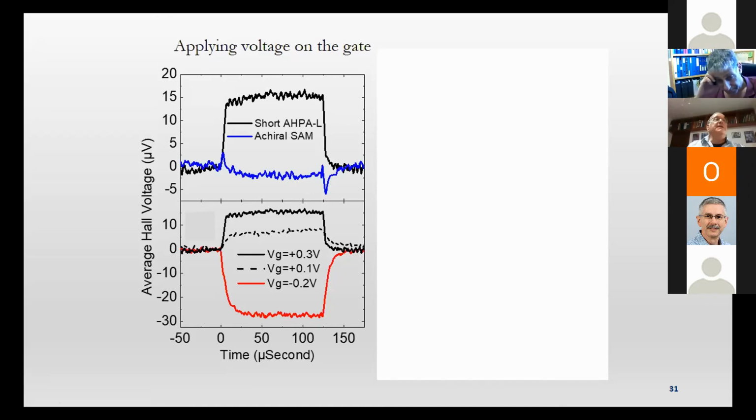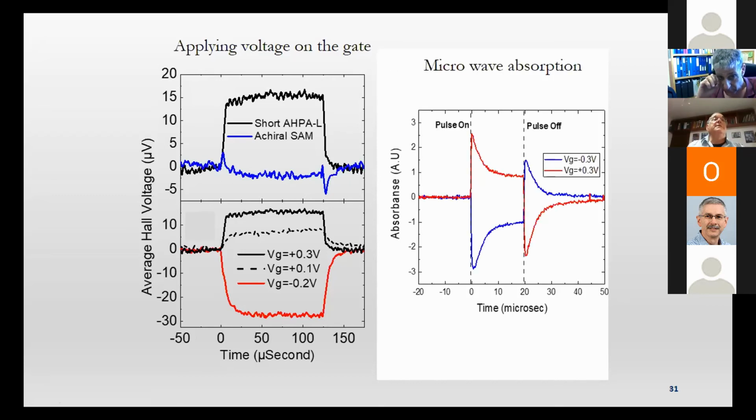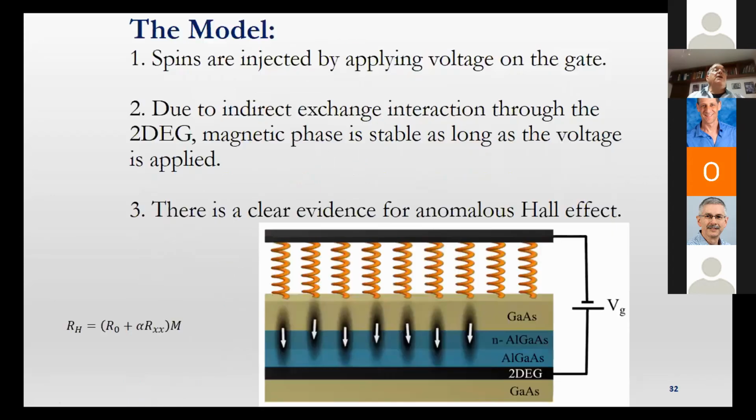Now, to be sure that there are really electrons there, we use microwave absorption, and clearly in the microwave signal, we see the electrons, the unpaired electrons that we injected due to the voltage. So somehow, using the voltage, we inject electrons with spins, and these electrons with spins stay with their spin as long as we apply the voltage. So what's going on here?